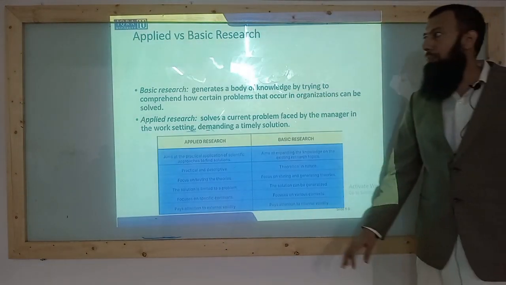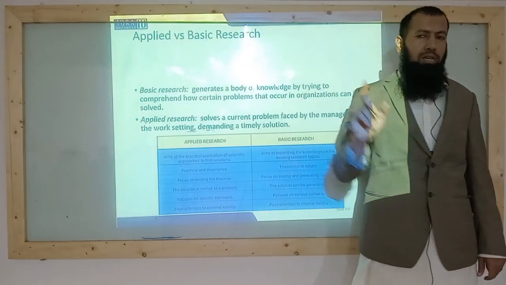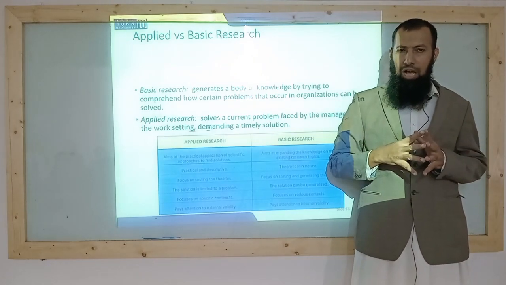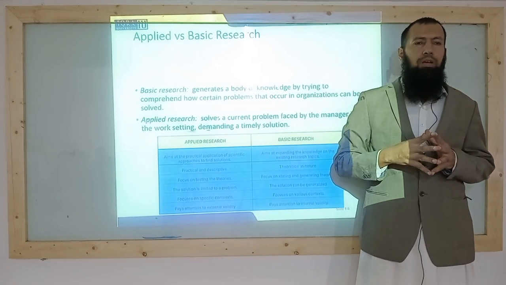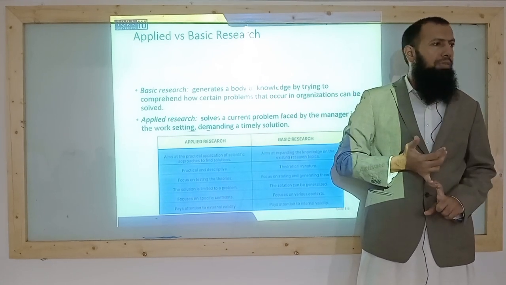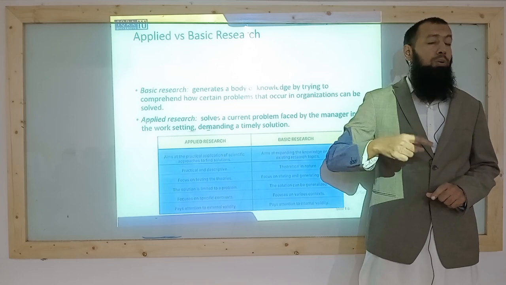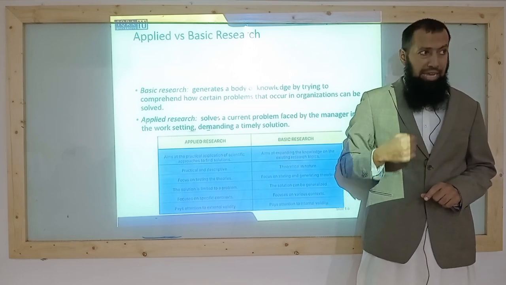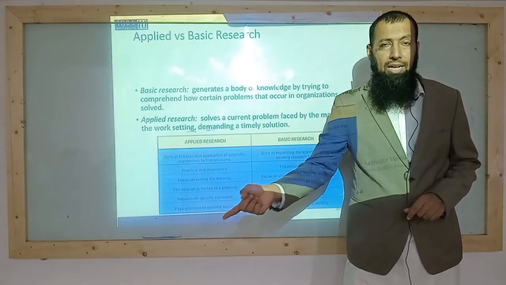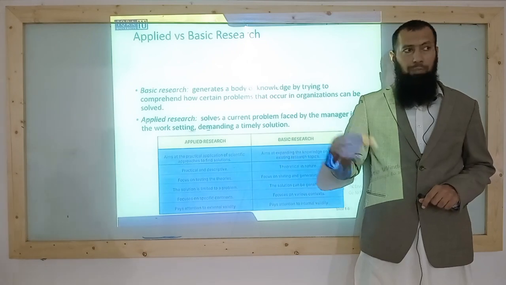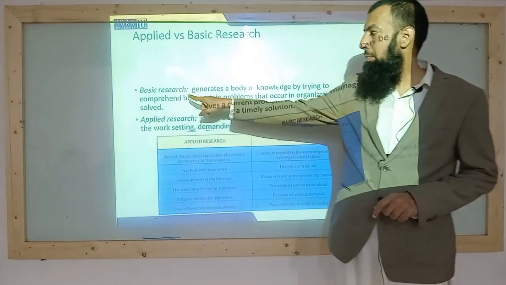Okay, let's talk about applied versus basic research. So you see, applied and basic are the types of research. The research is basically to solve a problem. But we need to understand whether the problem is in hand or is expected. If the problem is expected in the future, then it will be basic research.